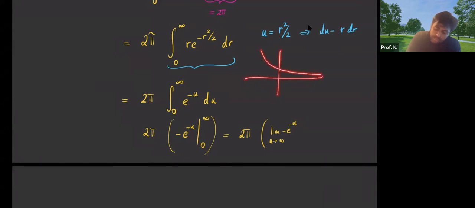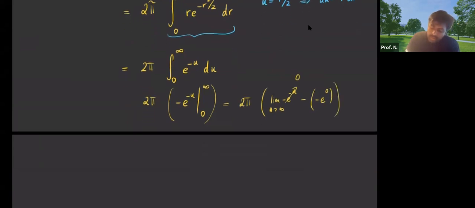So as I go to infinity, this whole thing becomes closer and closer to zero. So this becomes zero. And then I do minus negative e to the 0th power. But negative times the negative is a positive, and e to the 0 power is 1. So this entire limit, the integral here, is just 1. So what am I left with? I'm left with 2 pi.